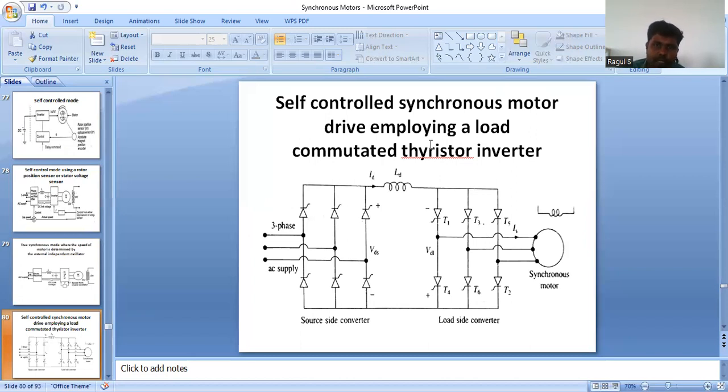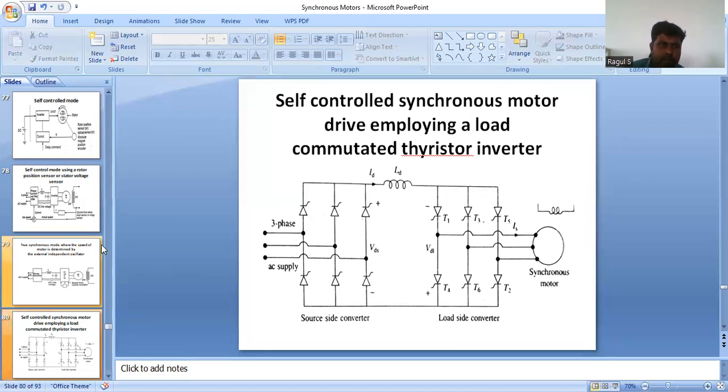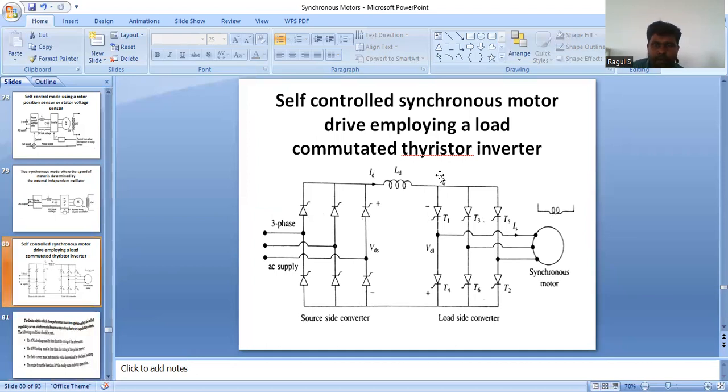Here, both converters use ACR, the gate pulse. We know that a separate controller is used to generate the gate pulse. If you vary the gate pulses, the operation of the converters also changes based upon the gate pulses, acting as a rectifier or inverter. The load side converter is also capable of variable voltage and variable frequency. These are the important speed control methods available in the synchronous motor.